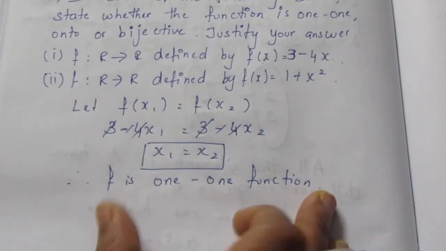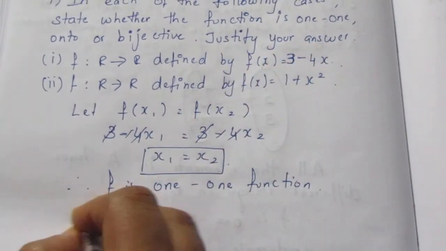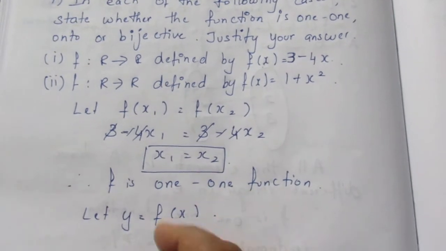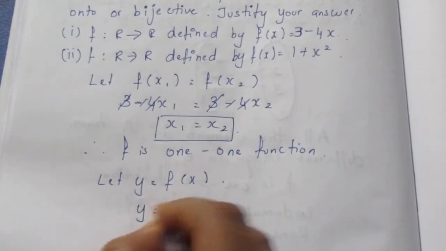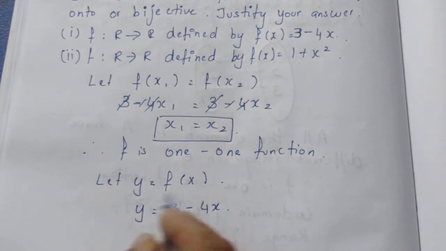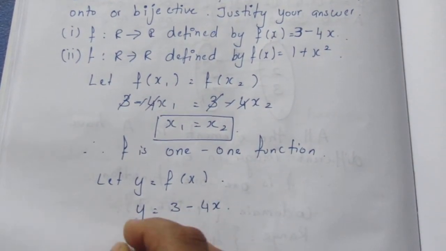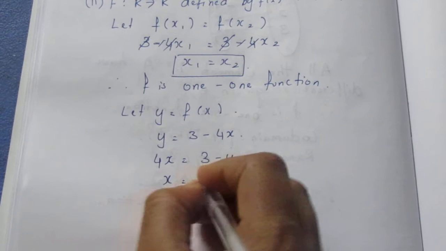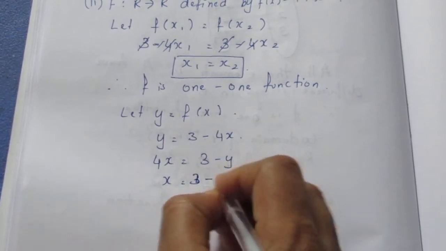Now for onto, let y is equal to f of x. Now we know that f of x is nothing but 3 minus 4x. I am going to bring minus 4x to this side and y to the other side, so x is equal to 3 minus y by 4. Bring 4 to the denominator because it is in multiply, so it comes as a divide.